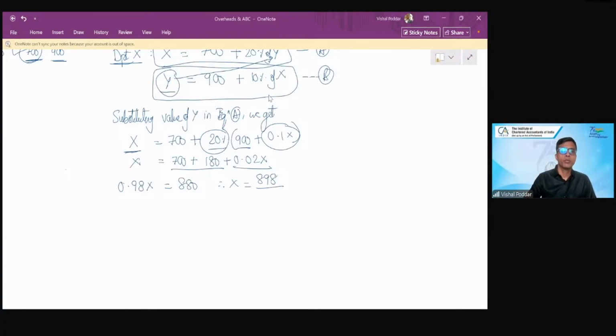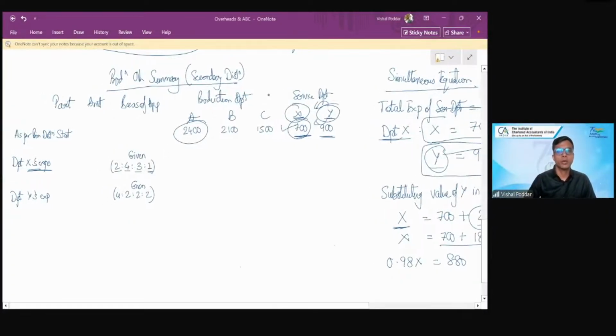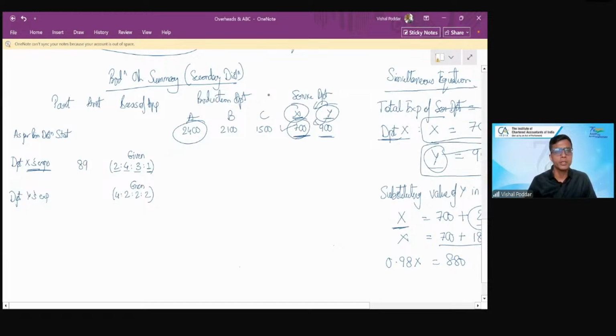Correct. Now, once I found out the value of X, no need to find out for Y. Now we will follow the same format and we will divide this 898, which I have got for X, by this approach between all the departments, including Y. Now, how much will Y get? Y will get 10% of this. So Y will get 89.8. And interestingly, I have distributed this, so here you get a negative value for the first time. So out of all the methods, in this method, you get a negative value.